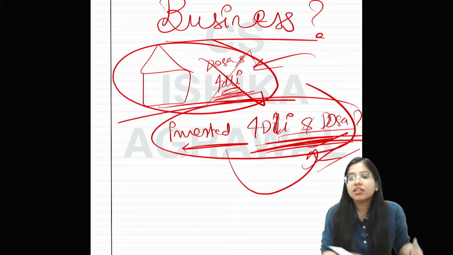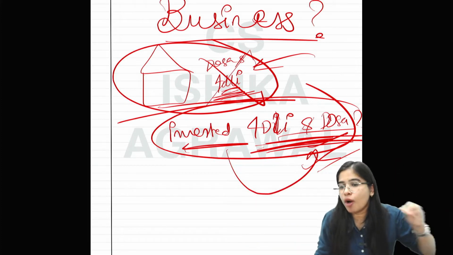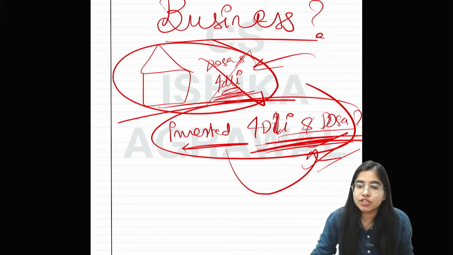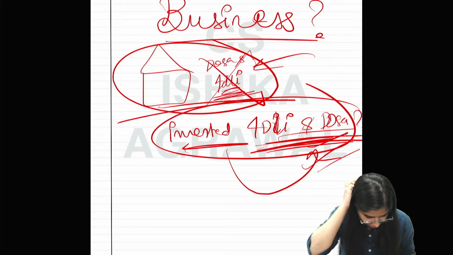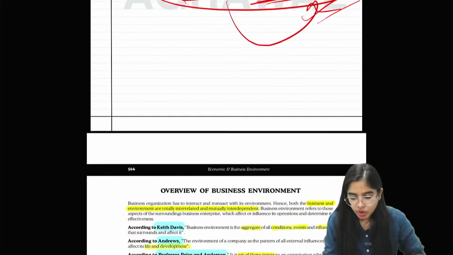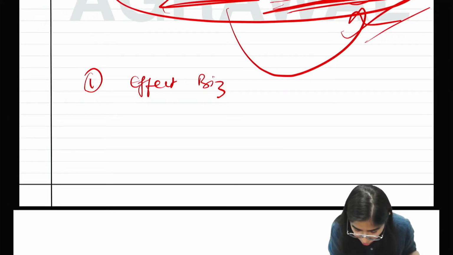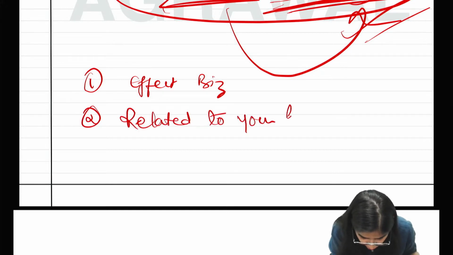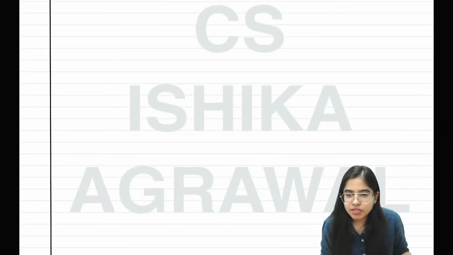So what is this? This is business environment. What is environment? Everything and anything that affects your business, everything and anything that is related to your business is your business environment. So what is the basic thing I gave you? I told you anything which affects your business or is related to your business is your business environment.